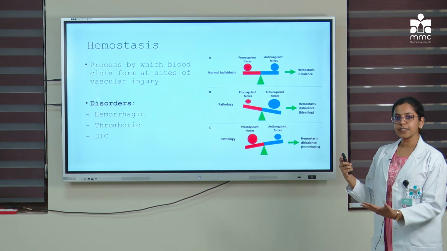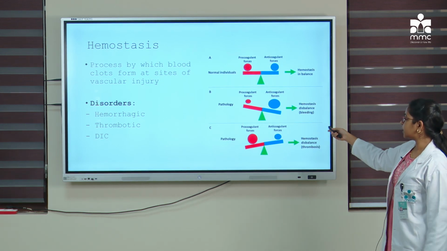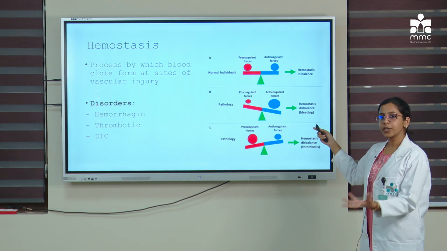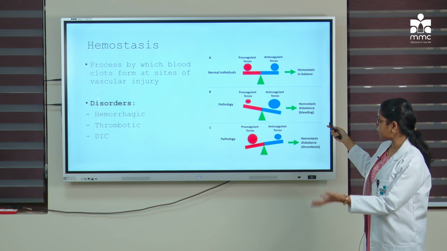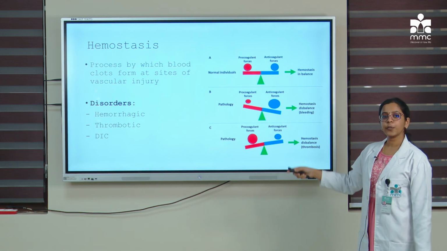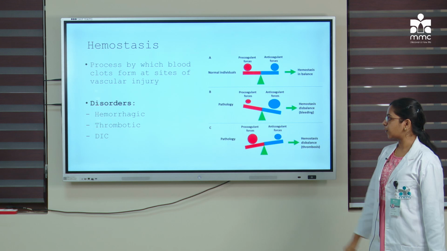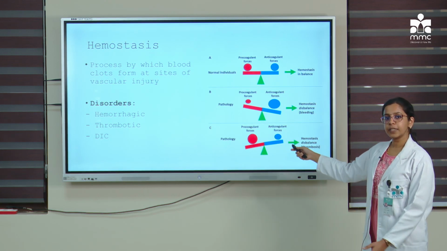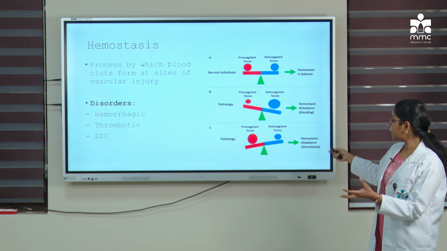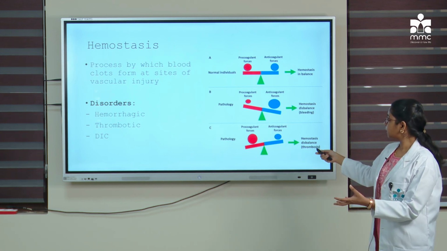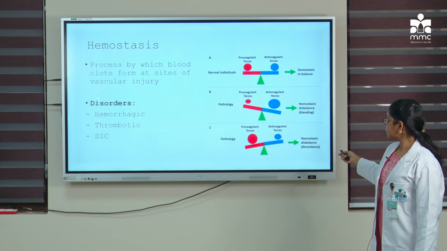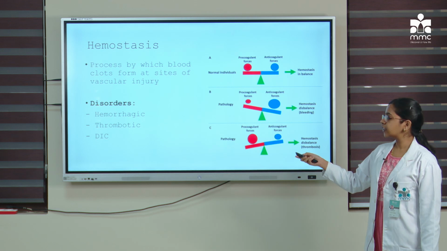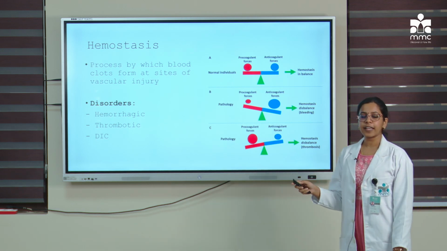If there is a disruption in this balance, say in picture B you are seeing an increase in the anticoagulant forces. In such cases, when there are excessive anticoagulant factors present, you are going to end up with a bleeding disorder, which is also called hemorrhagic disorders. And on the other end of the seesaw, you are seeing the procoagulant forces being much higher compared to the anticoagulant factors. In such individuals, you are going to end up with thrombotic disorders.